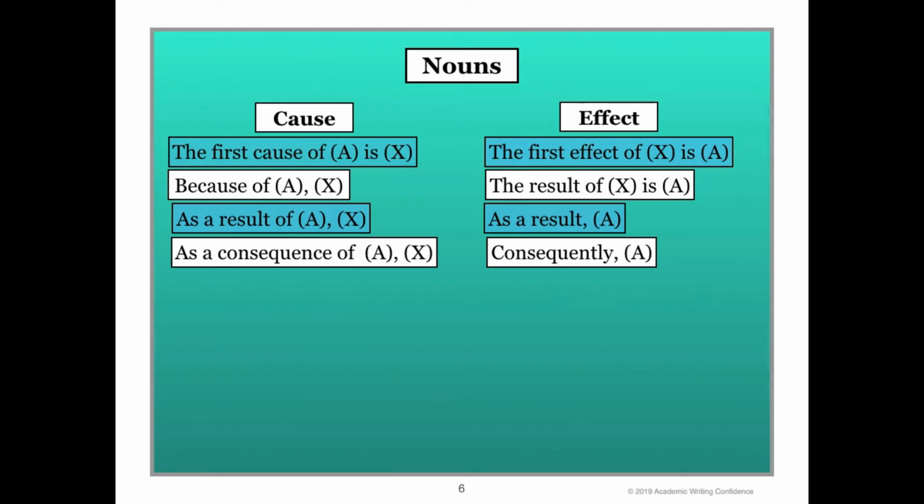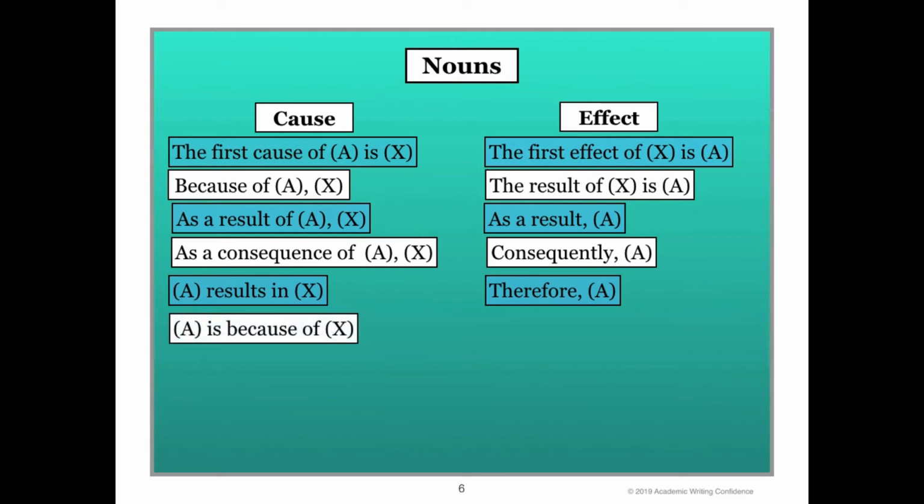Consequently, A is true. A results in X. Therefore, A is true. A is because of X, or X affects A. So again, in this example, we could say something like, cancer is the effect of smoking. Or, smoking is one of the causes of cancer.